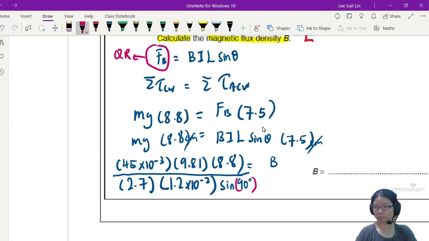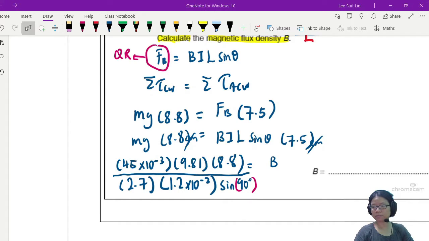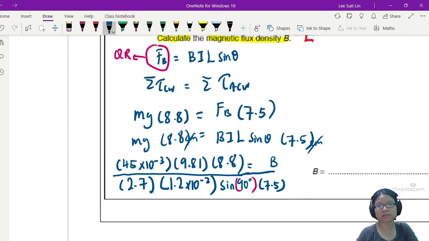So for this topic, visualizing is very important, or learning to draw all the plane diagrams, like what I did, especially if you have problem visualizing. So I'm going to put this in my calculator now. So the angle, as mentioned just now, will be 90. Don't forget that. And don't forget the 7.5 you bring over to divide.